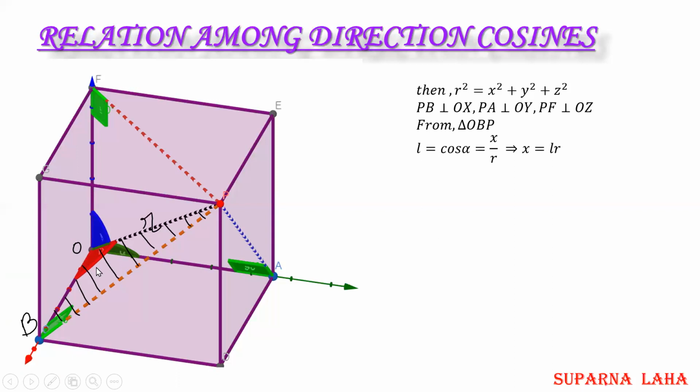So you can write cos alpha equals x by r, since the coordinates of this point are x, y, z, as we already discussed. So cos alpha is represented by x by r. So l equals x by r. So what is x? x equals l into r.